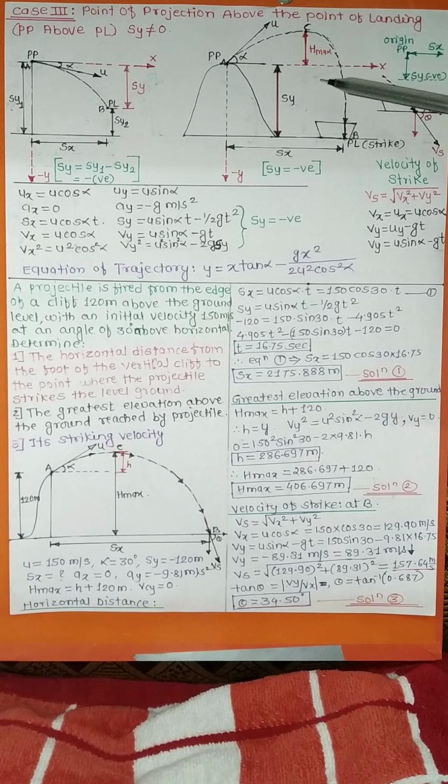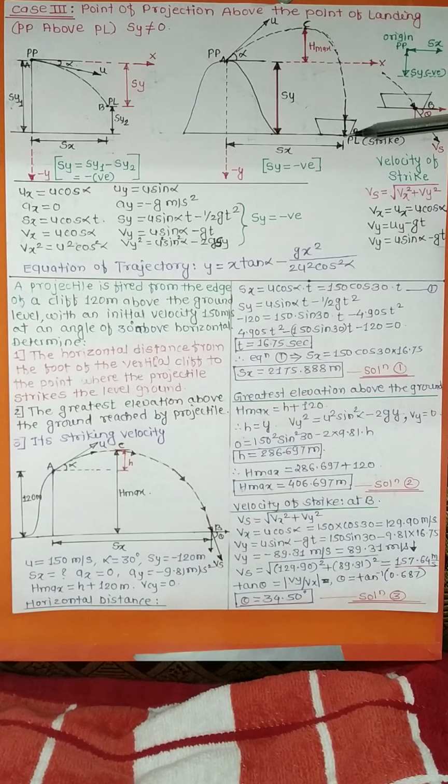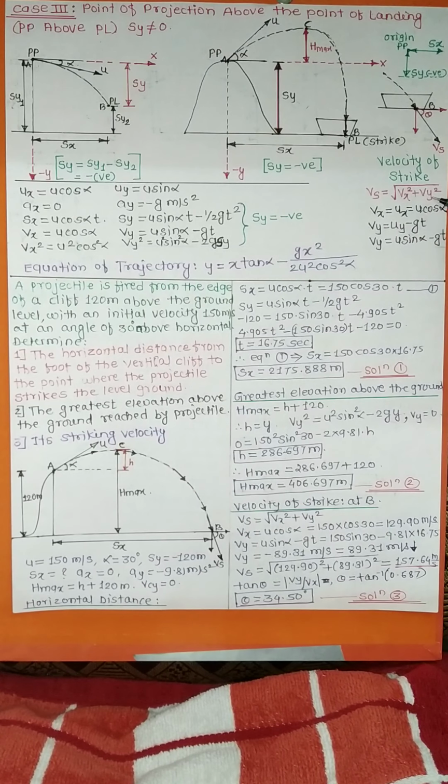Now we can see the second condition, in that the particle is projected from some height and it falls to some object. Now the target is defined at this place. So when the target is hit by the projectile, then we can say that at the point B we have to find out the striking velocity also, and this striking velocity we can find out by using the equation Vs is equal to under root of Vx square plus Vy square.